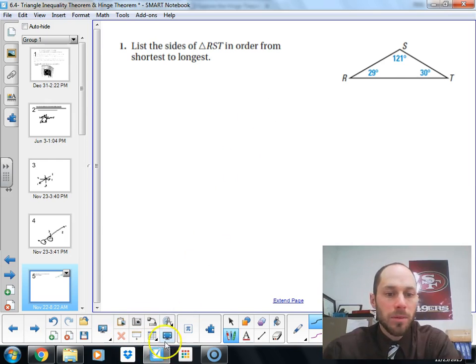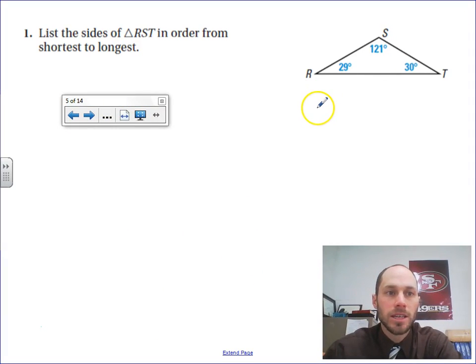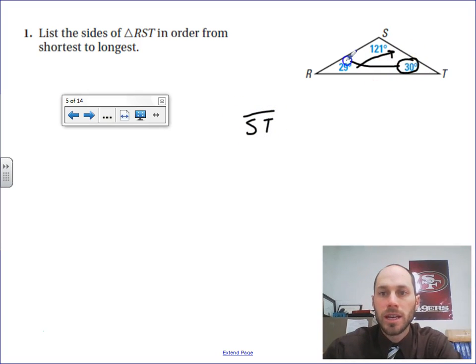Let's do this practice problem. I want you to list the sides of triangle RST in order from shortest to longest. Pause the video and start it when you're ready to check the answer. So the shortest side has to be across from the smallest angle. So ST would be the shortest, followed by the next shortest angle, 30, across from RS, and then the biggest angle, biggest side, RT. Okay.